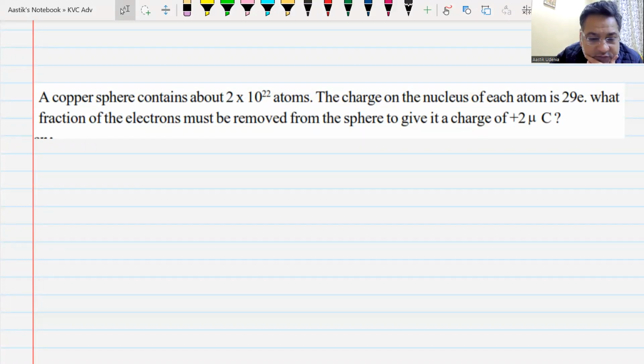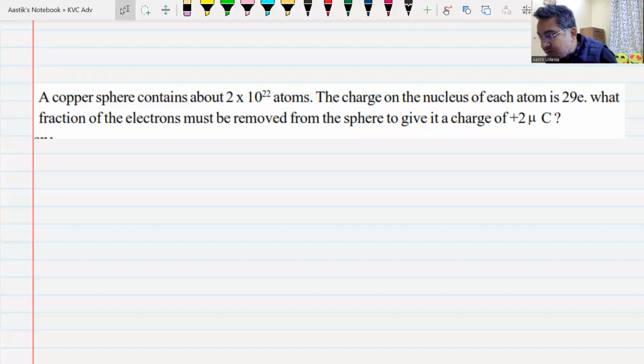I don't understand what you have said. What fraction should be removed? How can a fraction be more than 1? Your answer is 10 raised to the power 22 or 18. A fraction has to be less than 1, yes or no? 1 by 2, 1 by 3, 1 by 10. Fraction cannot be more than 1. Your answer is, I don't know what, so it cannot be the right answer. I'll give you 2 more minutes. What is the problem in this question? Tell me.